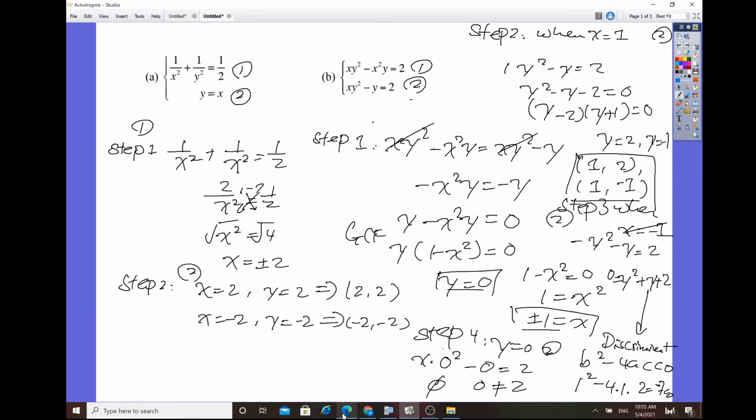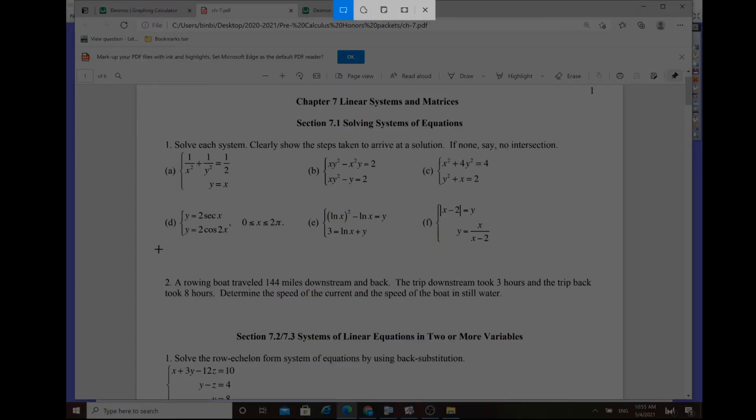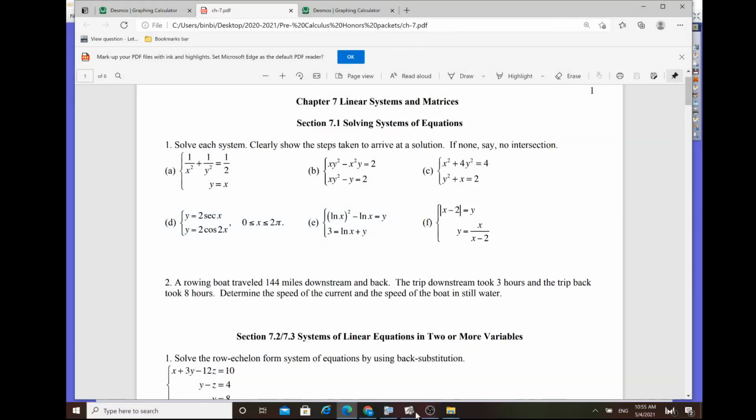Okay, so now going back to the template, let's see what else we have for solving the system. Some of these are conics: an ellipse, and the other one is a parabola. Another way to verify is that you can always sketch the graph to find the points where they intersect. And then let's do D and E.